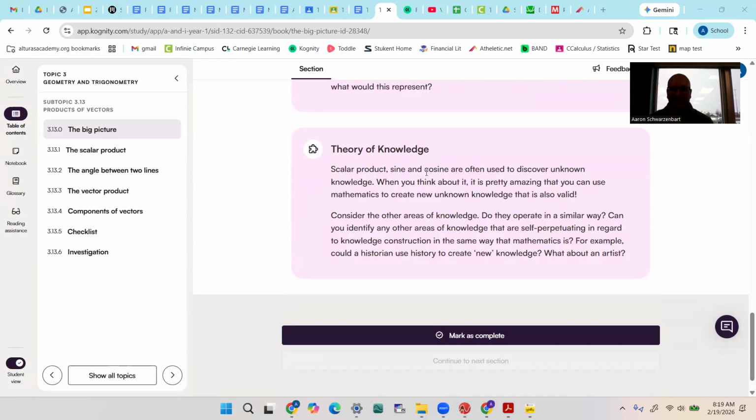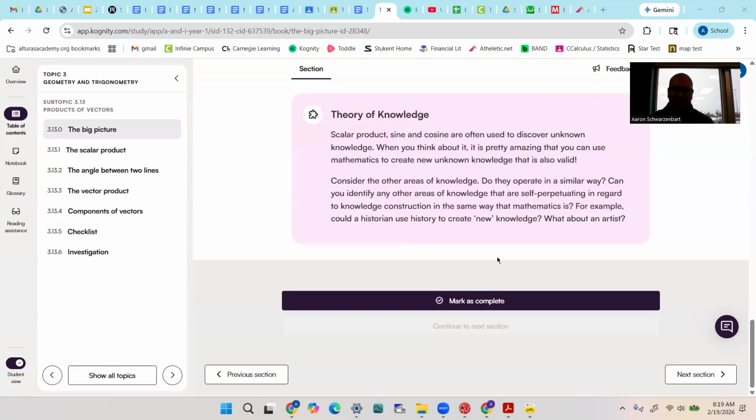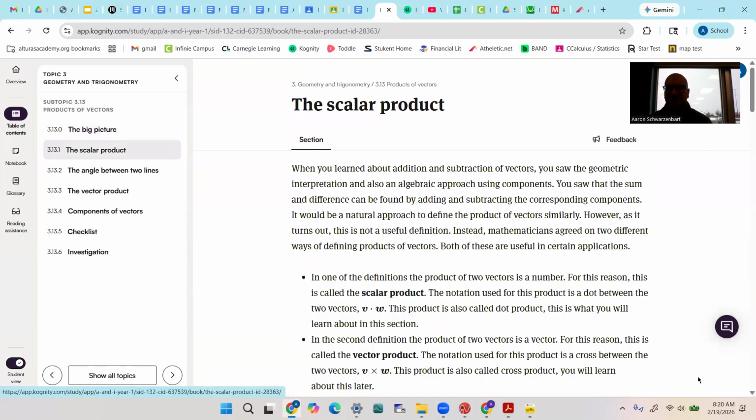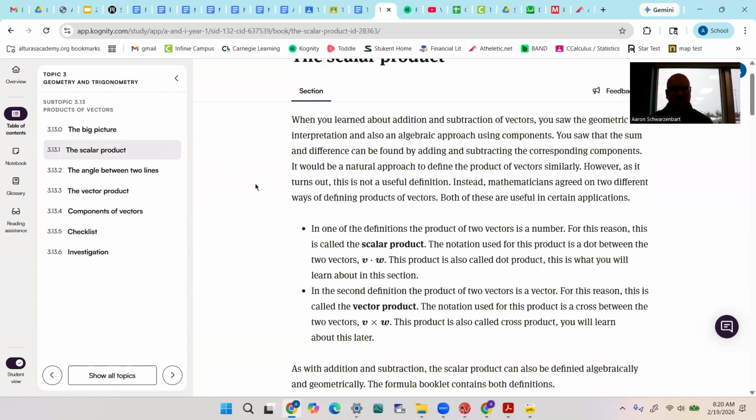Okay. Theory of knowledge, the scalar products, sine, cosine are often used to discover unknown knowledge. When you think about it, it's pretty amazing that you can use mathematics to create unknown knowledge that's also valid. Consider other areas of knowledge. Do they operate in a similar way? Can you identify any other areas of knowledge that are self-perpetuating in regard to knowledge construction in the same way math is? Could a historian use history to create new knowledge? Art probably does. Okay, yeah. And I think art has more. I'm not sure about history. Natural sciences use a lot of math, so oh, that's kind of cool.